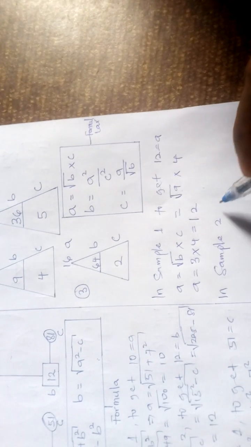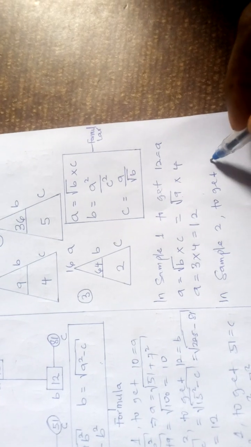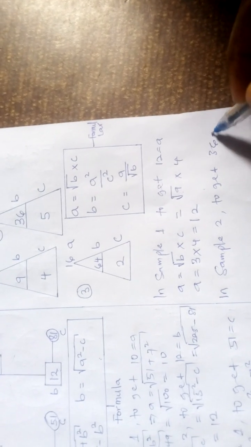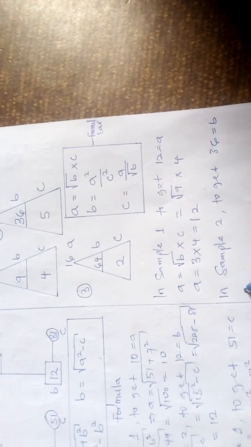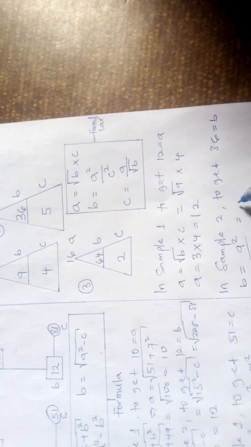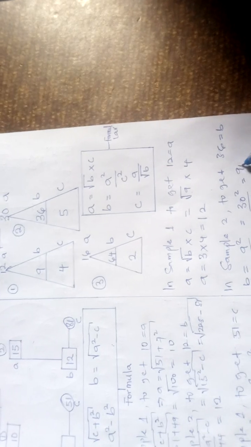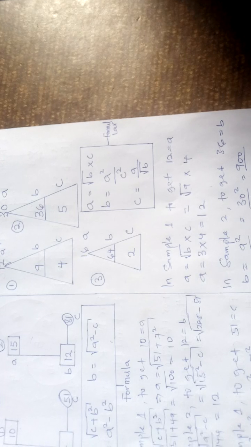Okay, we move to the next one, which is sample 2. To get 36, which is equal to B, let's use the formula again. B is equal to A square over C square. What is on the A? A is 30. So 30 square over 5 square. 30 square is what? 900. And 5 square is what? 25.